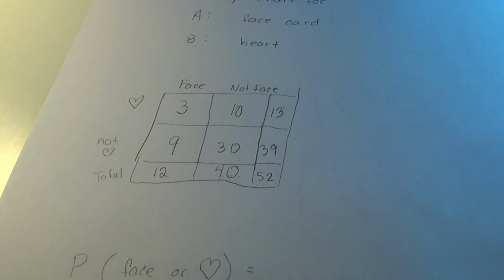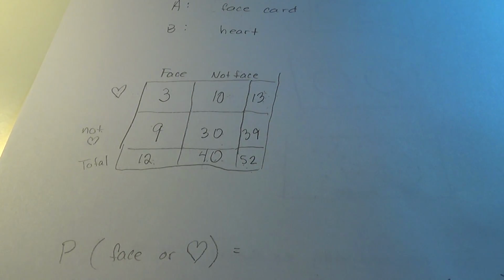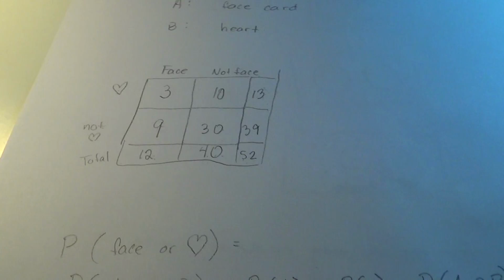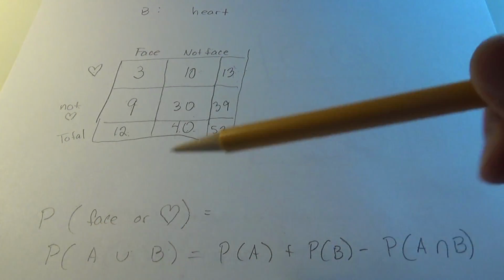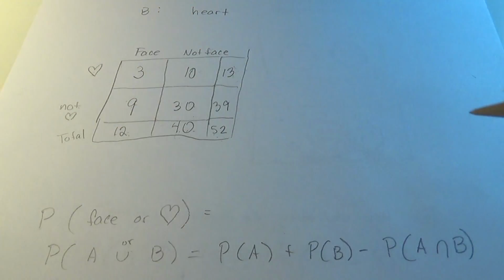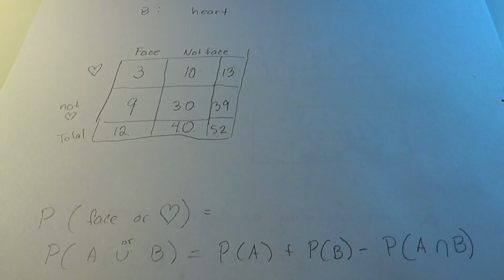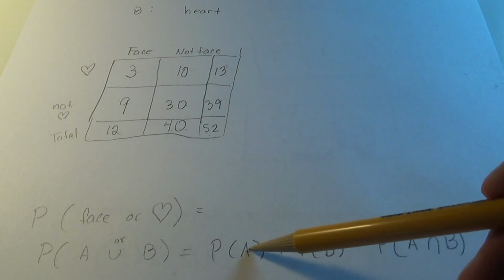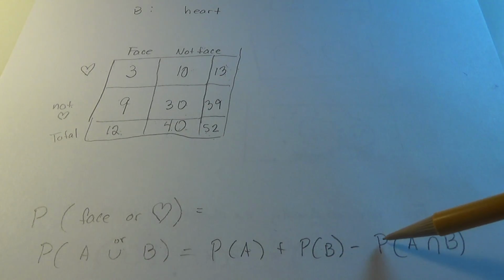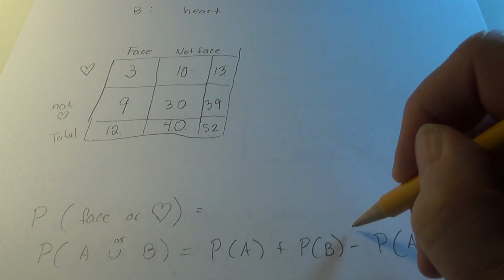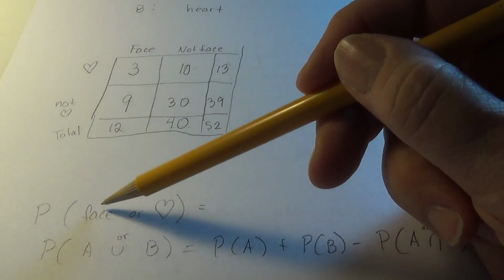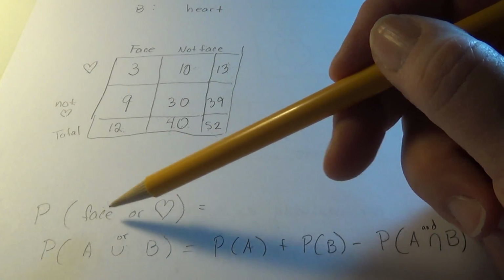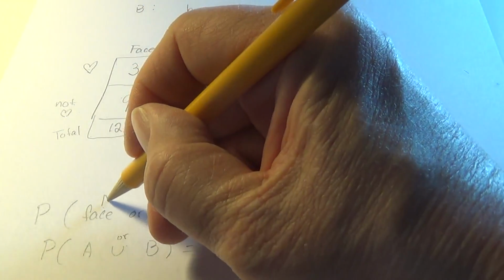Then we finished on the board with the probability of a face or a heart, and that probability follows the rule that we developed earlier. The probability of A union B, which we read as or. We cheat a little. The probability of A or B equals the probability of A plus the probability of B minus their intersection, or A and B. So now we just need to use that in this situation. A is the face, so this is our A and this is our B.